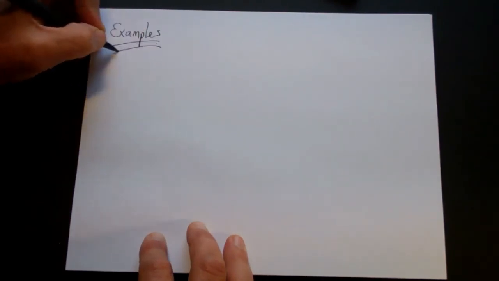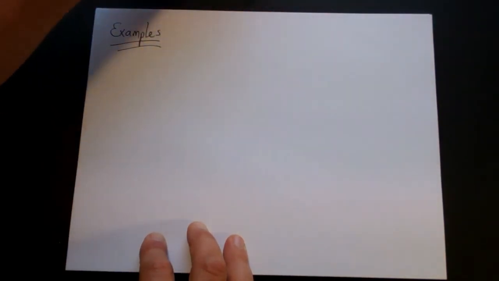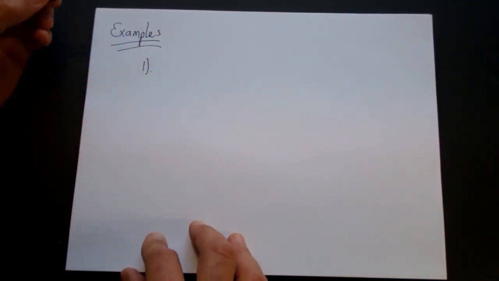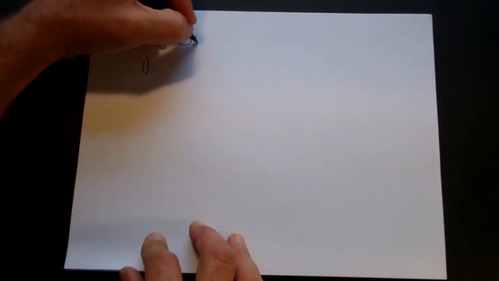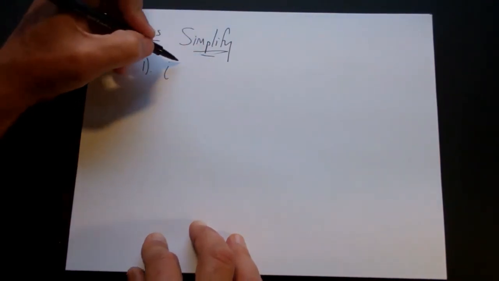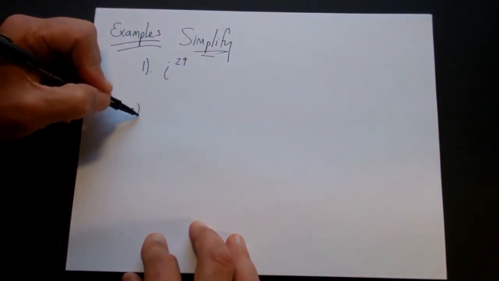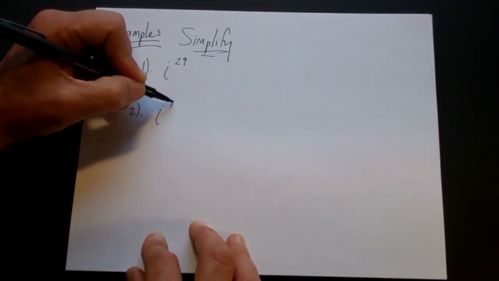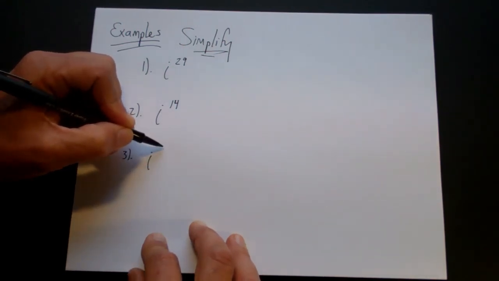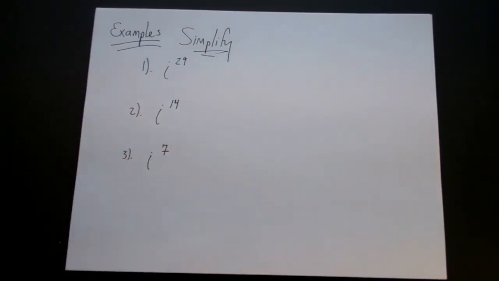Why don't you do a couple? So here's some examples, and the next video will have answers to these. Actually, I'll put the answers on this video. I'll just pause it. So let's do some examples. Let's simplify the following. Let's do I to the 29th. Let's do I to the 14th. And let's do I to the 7th. So let's pause this for just a second and you work those out.